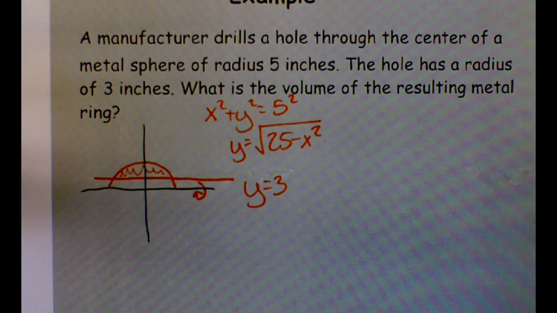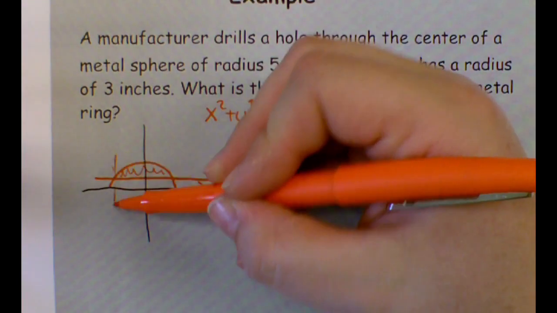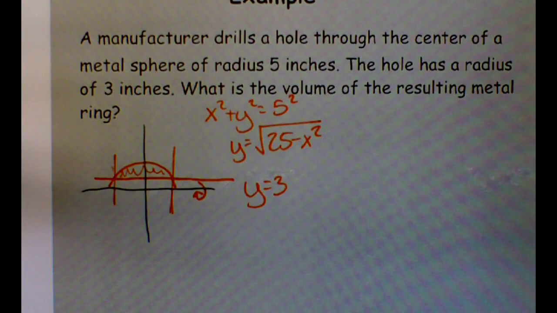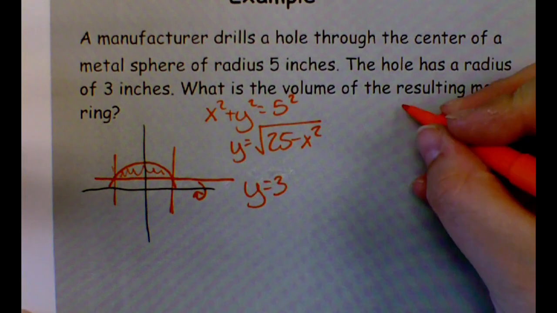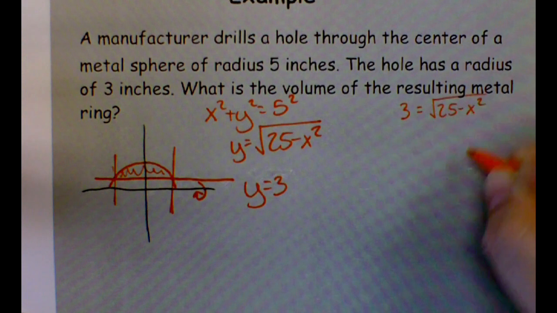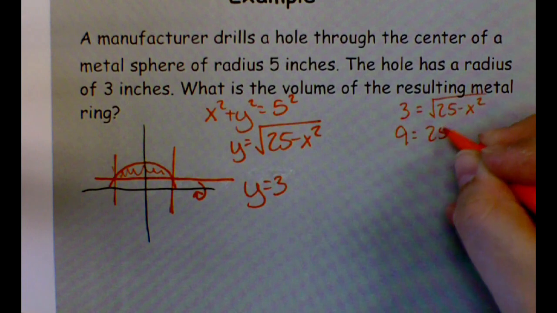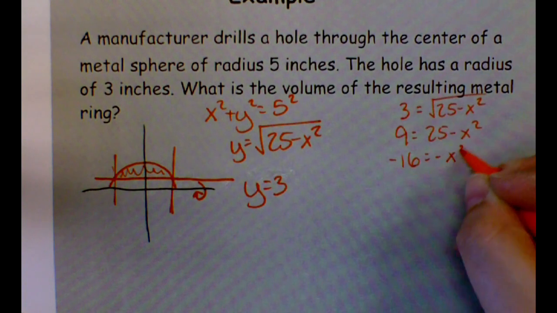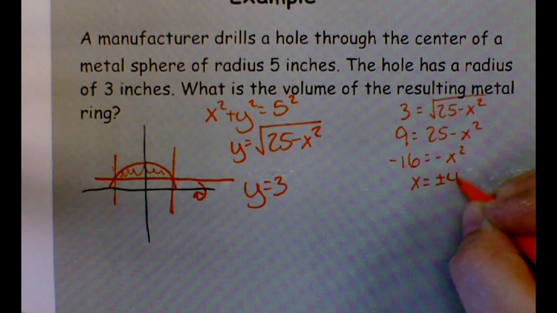And I'm integrating from, really I just need to integrate from there to there, which would be when y is 3. So I'll do a little work. 3 equals the square root of 25 minus x squared. Square both sides. Negative 16 equals negative x squared. That's positive and negative 4. There we go.